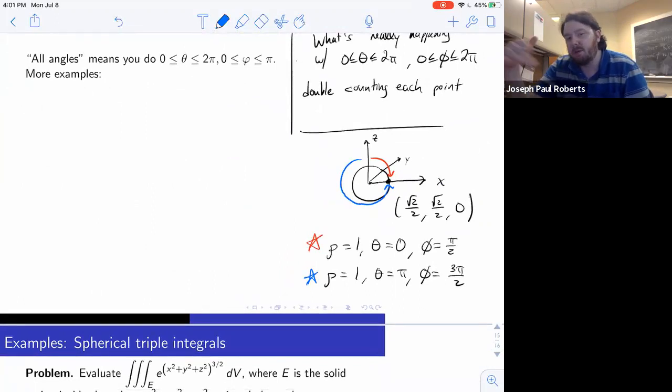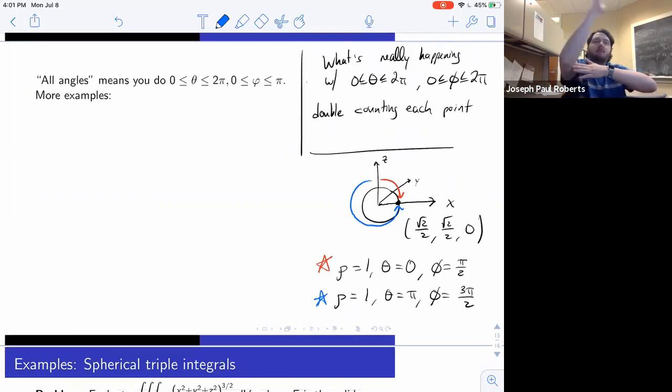You could confirm that by doing rho cosine theta sine phi, rho sine theta sine phi, rho cosine phi. I promise, plug both of these in and you'll see that you get the same answer. So essentially, if you let phi go past pi, you shouldn't do that. You should go less than pi at the opposite theta value. So if you let both go 0 to 2 pi, you're double counting.